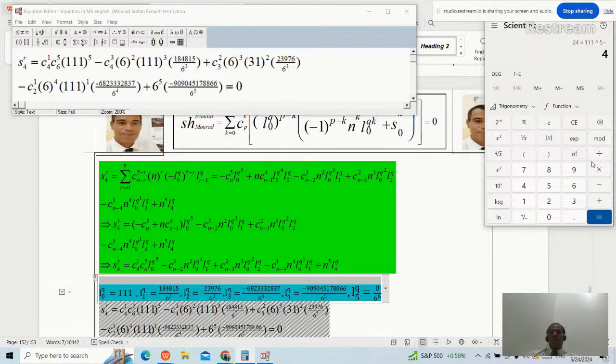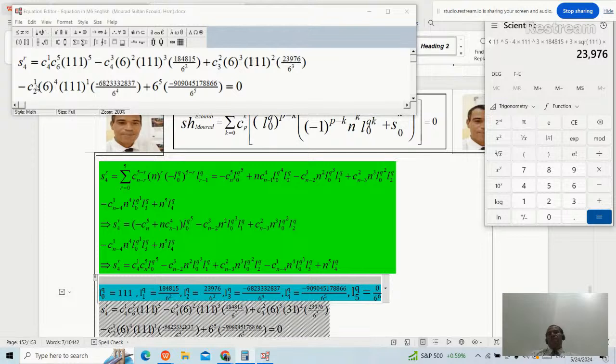184,815. I'll just write minus, multiply by 111 raised to the power 3, multiplied by 184,815, plus combination 3 choose 2, which is 3, times 111 raised to the power 2, times 23,976.